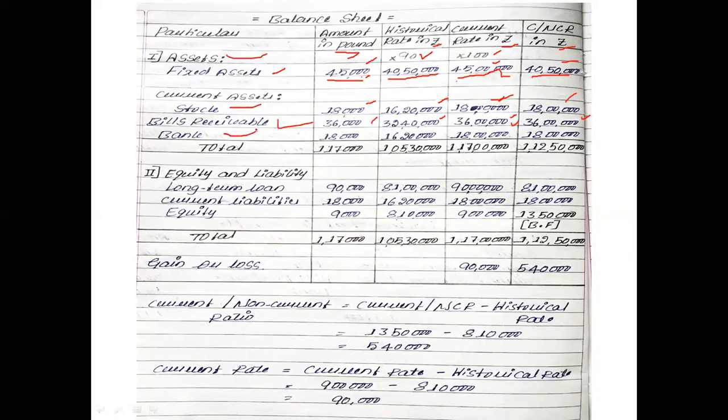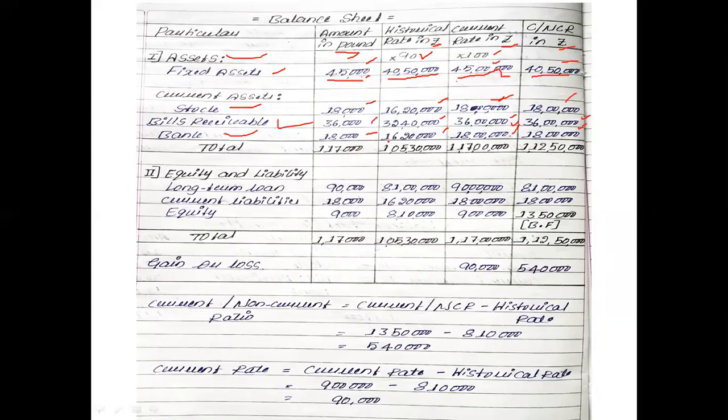In the bank, obviously it's a current item. The 18,000 pound at the historical rate, converted into rupees by multiplying by 90, is 16 lakh 20,000. At the current rate in rupees, 100 into 18,000 is 18 lakh. It is also a current item, so it should be taken at the current value as 18 lakh. The total assets are the amount in pound as 1 lakh 17,000 pound.